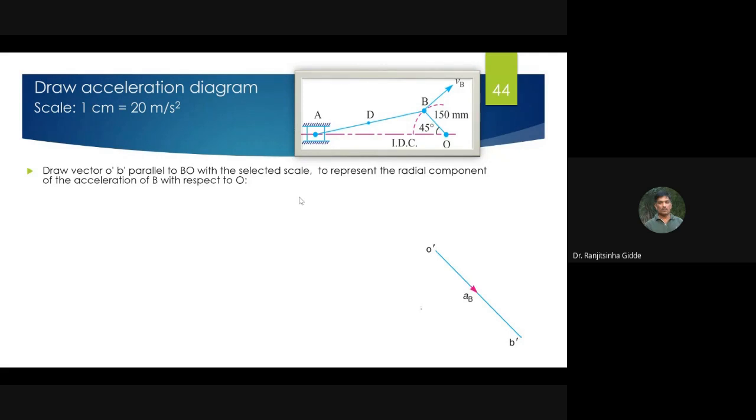Next line, draw vector O dash B dash. So in the velocity diagram, we have just written OB. For acceleration, we are adding this O prime and B prime, parallel to BO with the selected scale to represent radial component of acceleration of B with respect to O.